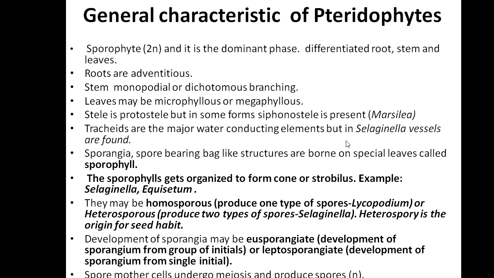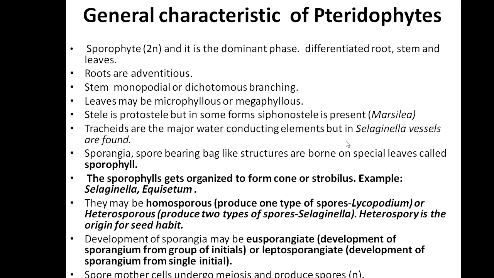They may be homosporous or heterosporous. Homosporous means consisting of only one type of spore, example Lycopodium. Heterosporous will produce two types of spores, example Selaginella. Heterospory is the origin of the seed habit. Okay. Development of sporangia may be eusporangiate, that is, sporangium from a group of initials, or leptosporangiate, meaning the development of sporangium from a single initial. A group of initials will give eusporangiate.